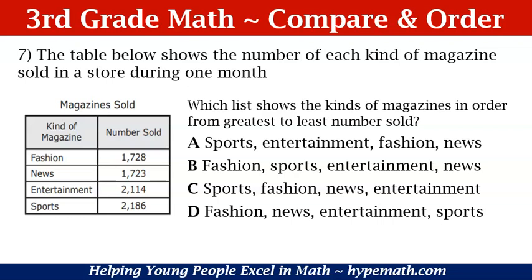So let's look at our chart. We see the magazines sold. Our left-hand column says kind of magazine, and the right-hand column says number sold. So let's look and see what those numbers are for each magazine. For our fashion magazine, the number sold is 1,728. For news, it's 1,723. For entertainment, it's 2,114. For sports, it's 2,186.